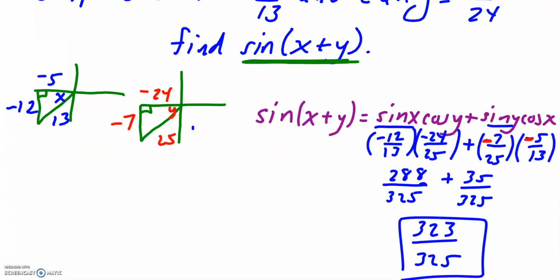When I multiplied this through, I got 288/325, plus, and it is a plus because I got negative times negative, 35 over 325, which got me a final answer of 323 over 325. So that's the last example in the video. I hope this was useful and we will be practicing this more in class.